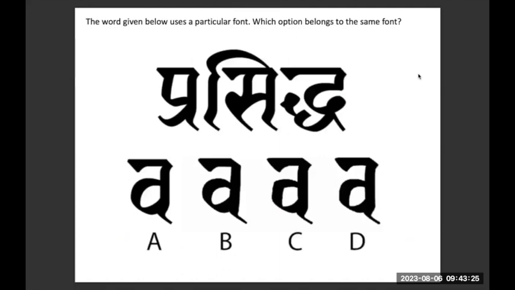So you are given a font and you have to find which of the options belongs to the same font. Like I said earlier, with fonts, look at the thickness. If the thickness is similar, look at the ends, how these letters are ending here. Then look at, in Hindi letters, also how that matra is ending and how that matra is starting, and how that matra is ending for different fonts. Look at that also.